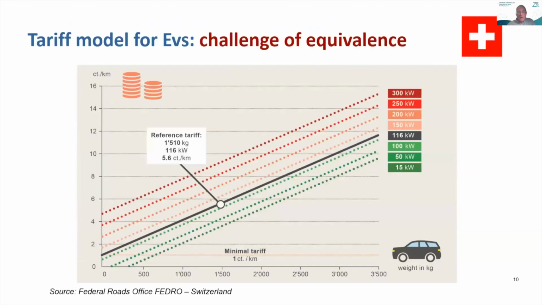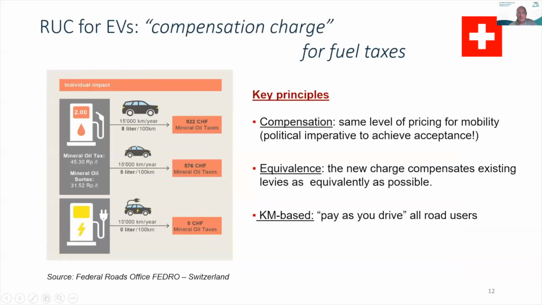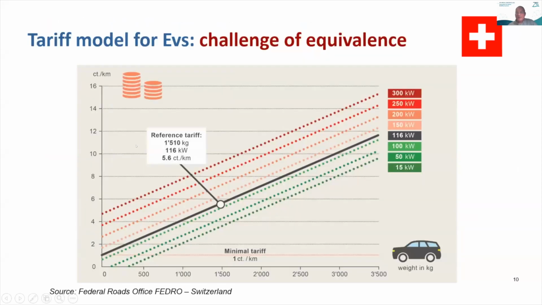The plan now is how to convert the amount of fuel taxes which normal cars pay. The Swiss have already drafted a conversion table. You see, you have different types of electric vehicles, from 15 kilowatt, that's nothing, up to 300 kilowatt. And there's a reference case: the 116 kilowatt electric vehicle. It would pay a tariff of 5.6 cents per kilometer. So this is the vehicle here in the middle. And so things are already prepared.